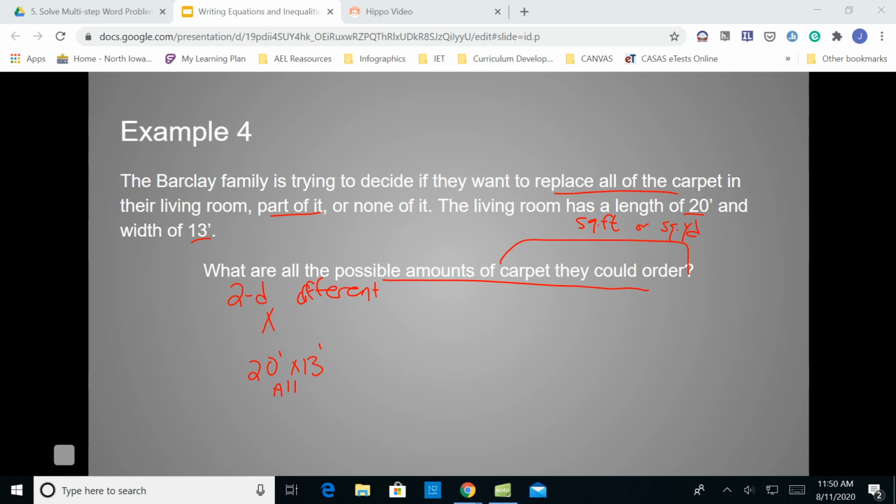But it also says part of it. So anything that is part of, it's kind of in this middle area. I'm just going to put a box here. Or none of it, which would be 0 square feet.